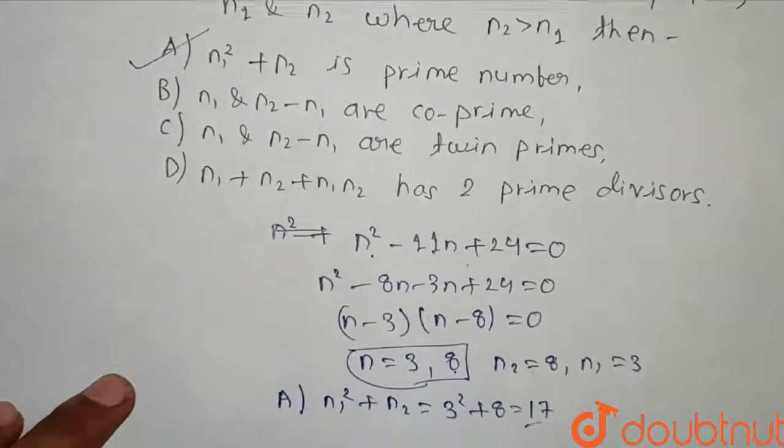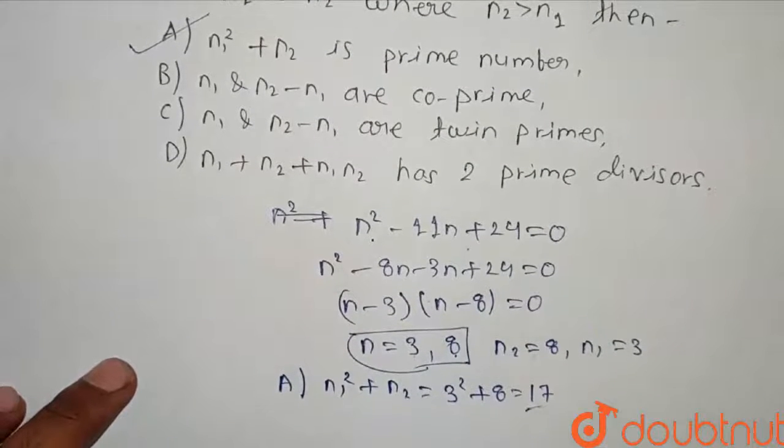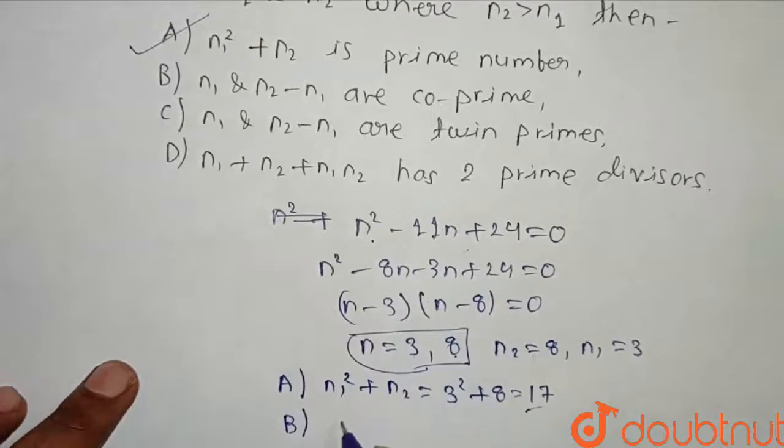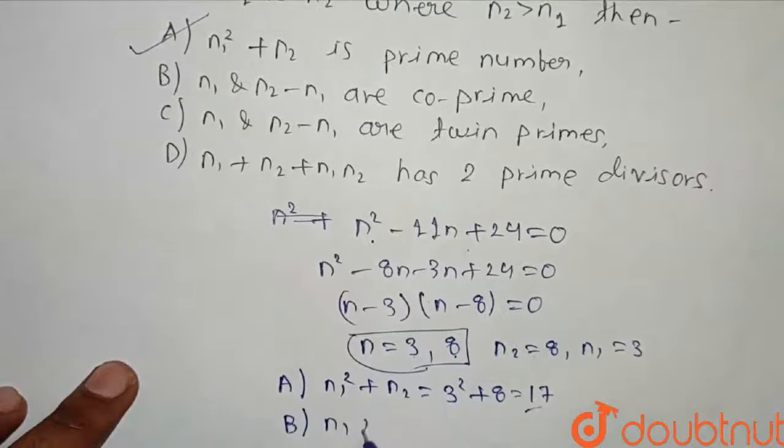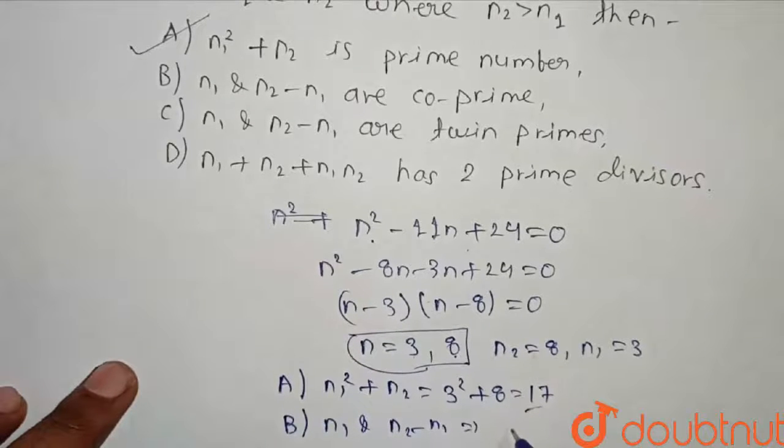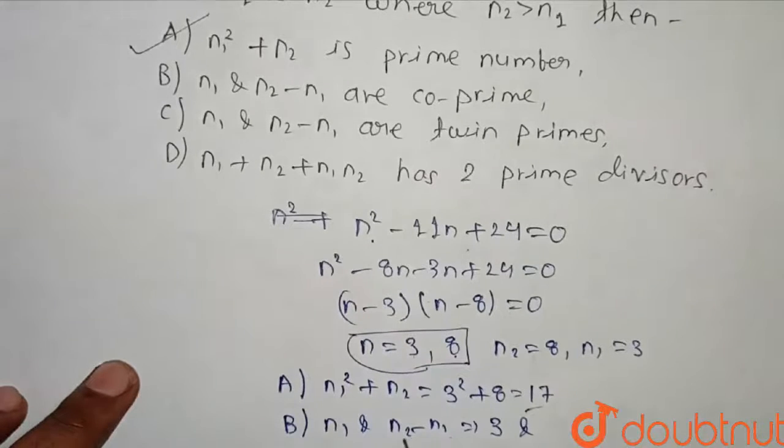If we proceed to our second option, which is given n1 and n2 minus n1. So from this we can write our n1 is 3 and n2 minus n1 is 8 minus 3, which is 5.